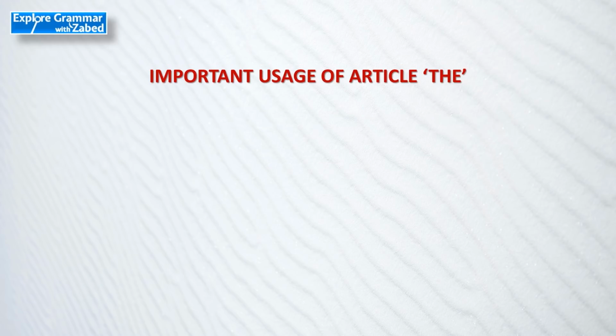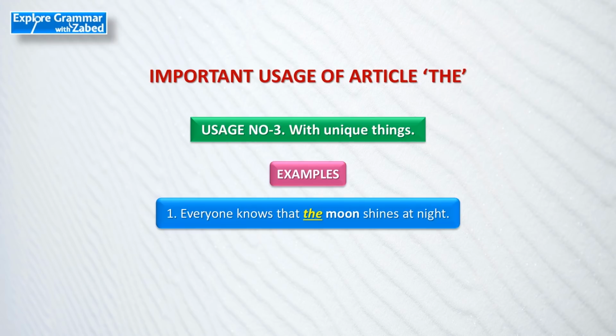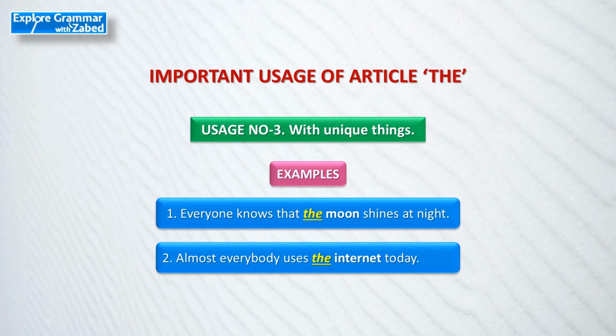Let's now move on to the third use. Use the with unique things. That is, where there is only one of something like the sun, the moon, the sky, the world, the universe, etc. Here are a couple of sentences. Everyone knows that the moon shines at night. Almost everybody uses the internet today.